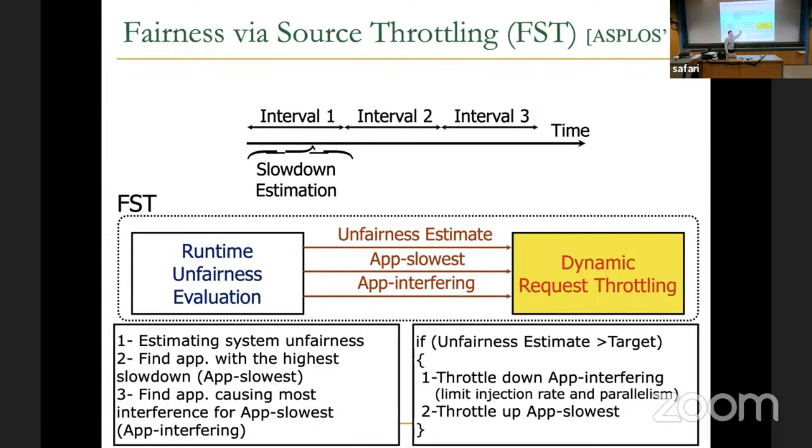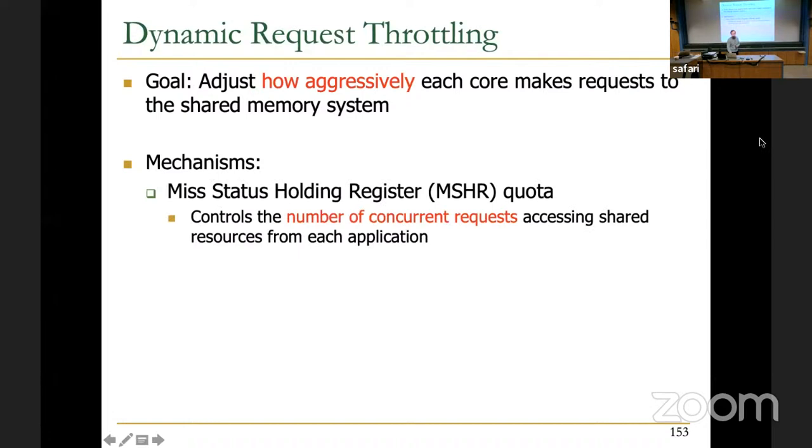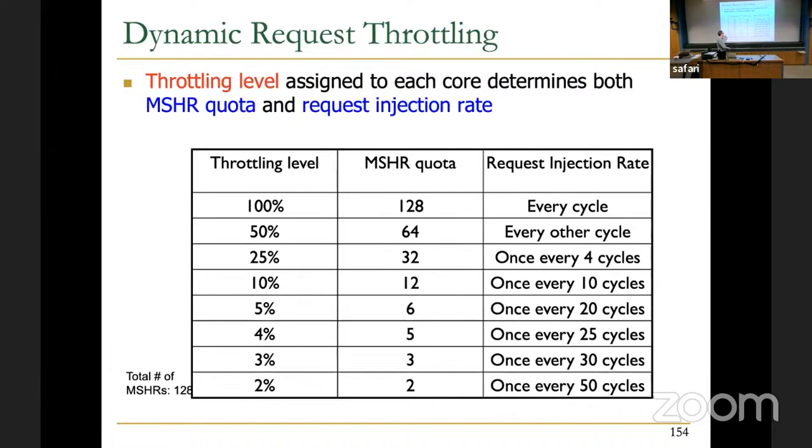Okay, so how do you do the dynamic request throttling? Basically, the goal is to adjust how aggressively each core makes requests to the shared memory system. There are two mechanisms. The miss buffer or miss status holding register quota controls the number of concurrent requests that are accessing the shared resources from each application. And request injection frequency controls how often memory requests are issued from the MSHRs to the shared last level cache. This table shows the different throttling levels, MSHR quotas, and request rates. At the 100% throttling level, you're basically not throttled. But at a 2% throttling level, you may have a quota of only 2 and you can inject once every 50 cycles. Now, this table is nice. It also shows the downside of these sorts of mechanisms.